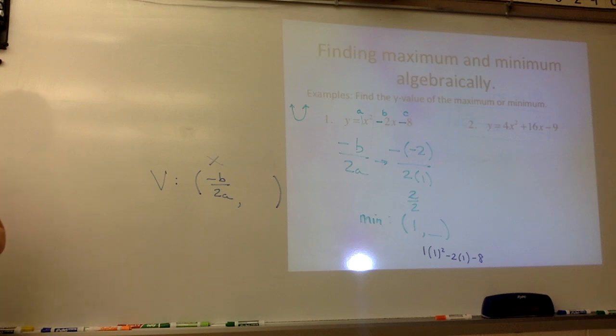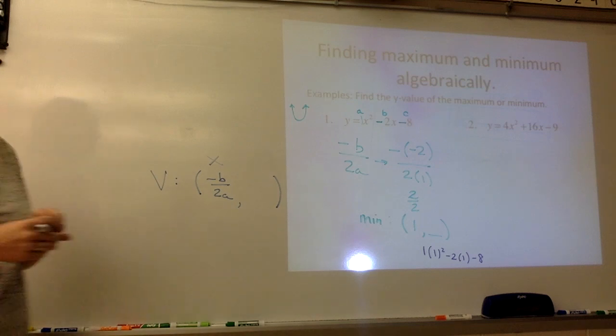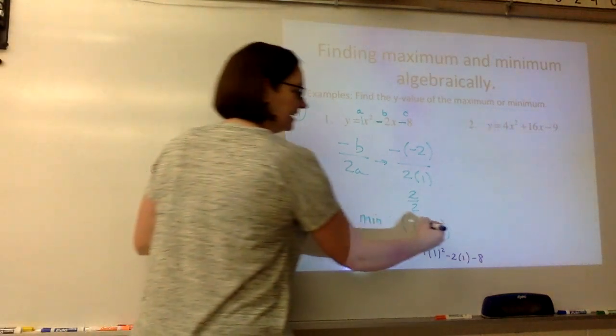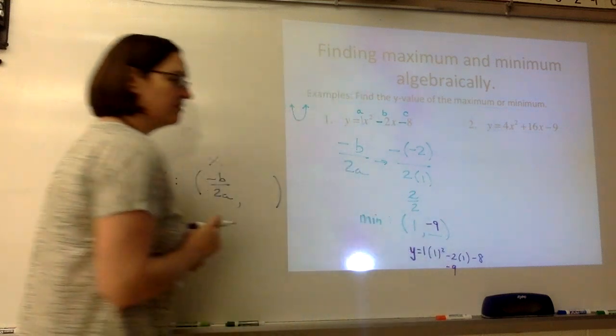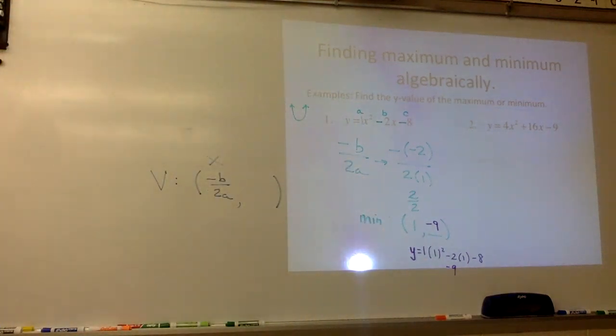1 minus 2 minus 8. Negative 9? Negative 9. So my minimum would be located there. Okay, now, let's take a look at what we've really done here. We found the vertex without completing the square.